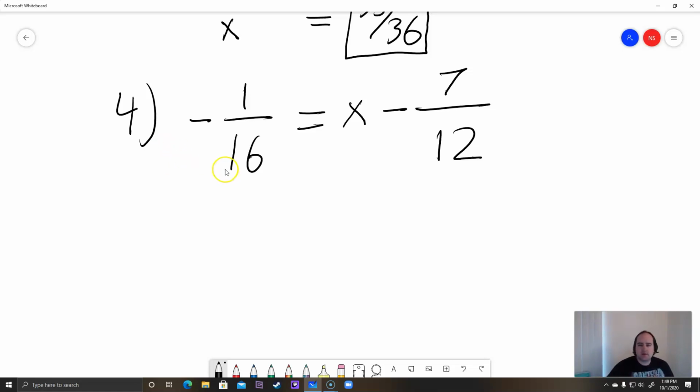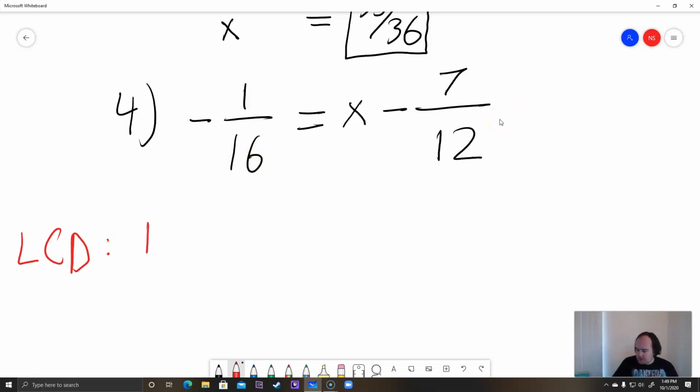So now here, this one's a bit harder, mostly because it's harder to find the LCD of 16 and 12. But because these are different denominators, we do need to find the LCD. Okay, and again, probably the easiest way to find the LCD is to just pick the larger denominator, which here is 16, and then you start listing multiples of it until you find one that the smaller denominator goes into.